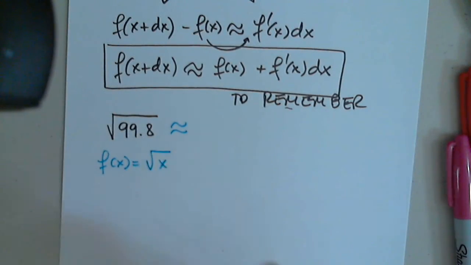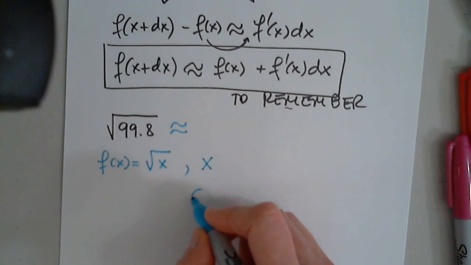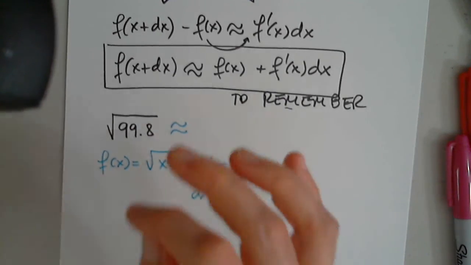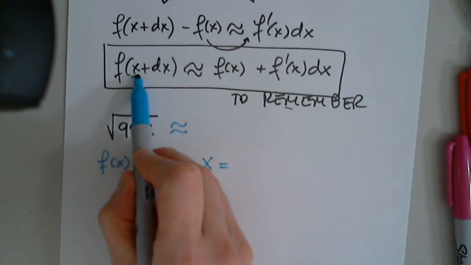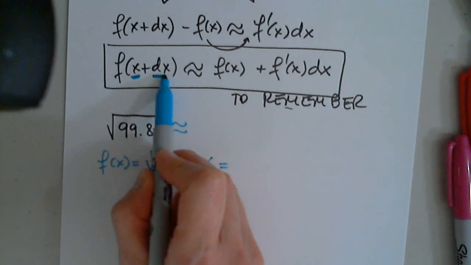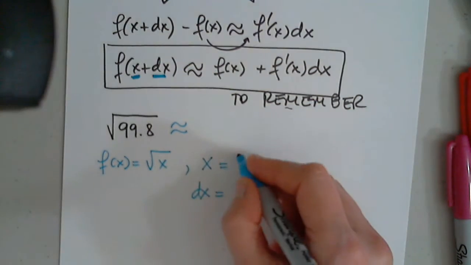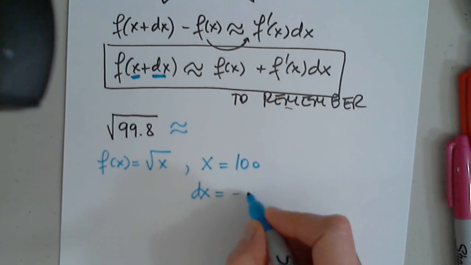Square root. Very good. Now let's identify x and then the little x, dx. So what do you think x is here and how much is dx? So the x is going to be 99.8, right? We have an x and we have a tiny error. Would be 100.2. Very good. But I cannot write 0.2, I have to write negative. Very good.